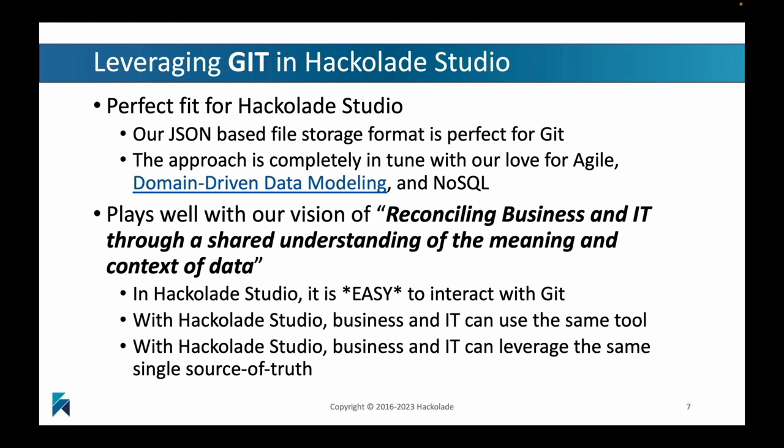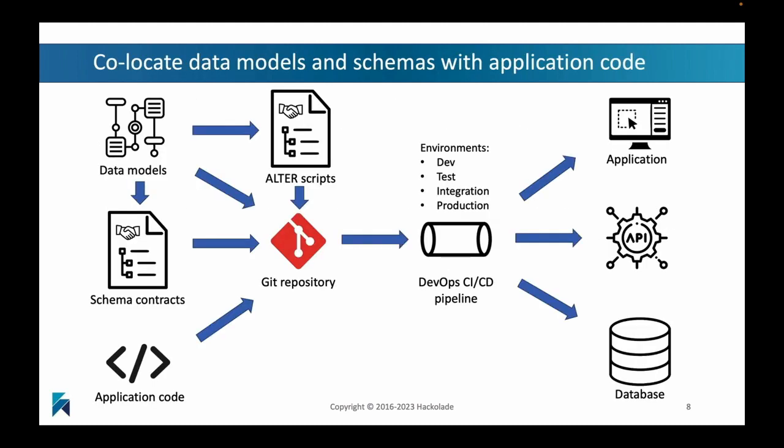We want to reconcile business and IT through a shared understanding of the meaning and the context of data. And we're going to do that by making it easy for everyone to interact with Git, so that business can use the same tool as IT, and both can leverage the same single source of truth. What does that mean? Well, it means that every time you're working on a data model and generating schema, or working on application code, all of these artifacts are going to be uploaded to the Git repository that is shared by everyone.